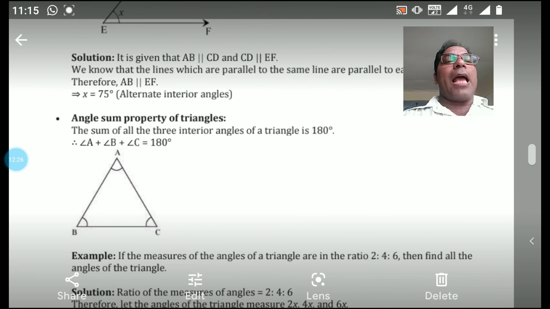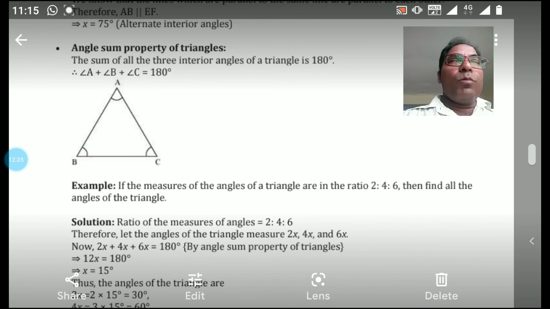And the next one is the angle sum property of a triangle. In a triangle, the angle sum property: the sum of all three angles is 180 degrees. This is the angle sum property. You must know it. Okay, it will not come to prove. You know, and already you know this one.